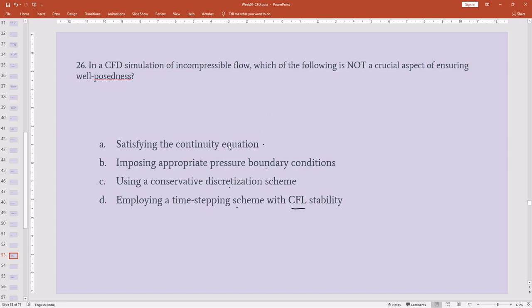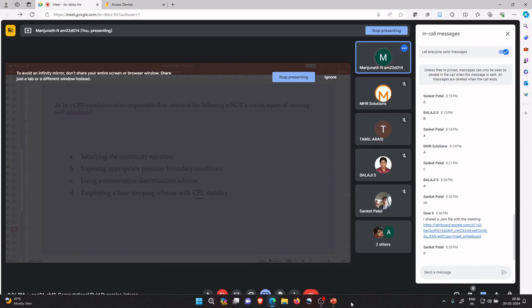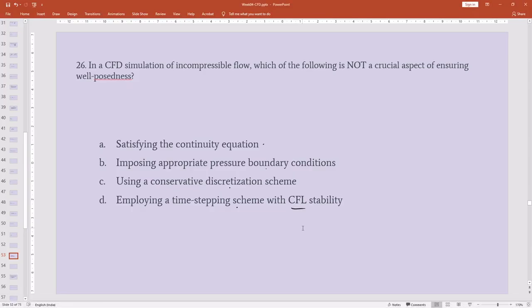So our options are satisfying the continuity equation. We know for any fluid motion to happen, from the modeling point of view, it should satisfy the continuity equation. So the well-posedness criterion says it should be solvable. So for solving, it should satisfy the continuity equation, and for a flow problem, appropriate pressure boundary conditions are also needed.